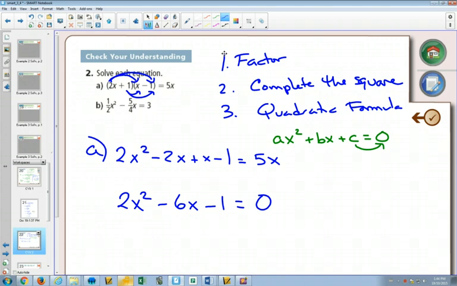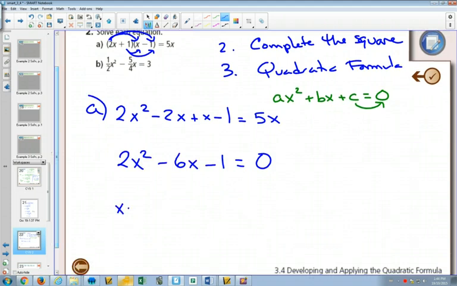At this point, I have a decision to make. Which of those three do I want to do? It doesn't factor, so that one's out of the issue. Often with a number in front, the quadratic formula will be the nicer one. So we'll start with that. So I make a decision. I want to use the quadratic formula. Negative my b value. Label a is 2, b is minus 6, c will be minus 1.